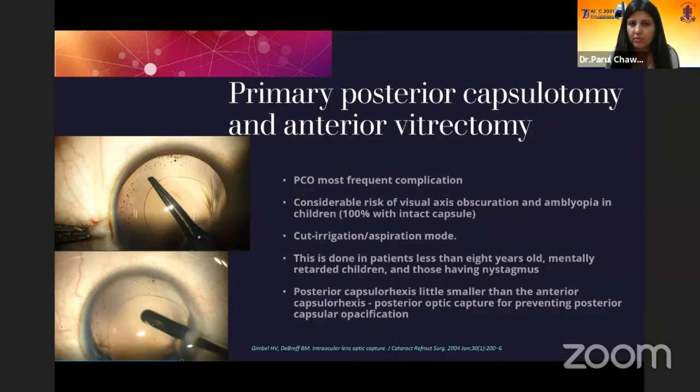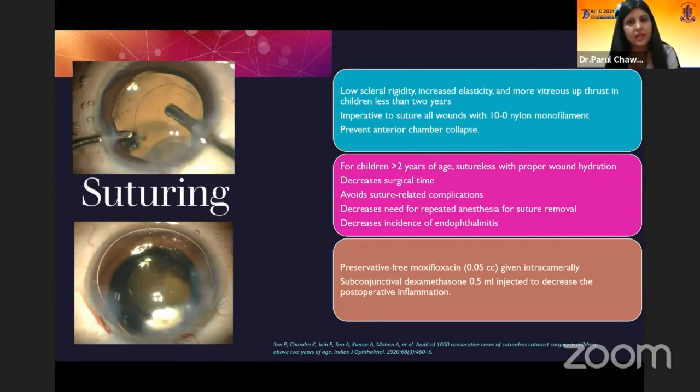PCO is the most frequent complication, and there is considerable risk of visual axis obscuration and amblyopia in children. In fact, 100% with an intact capsule. So we should cut the posterior capsule in a cut irrigation aspiration mode and cut the vitreous along with it. This is done in patients less than 8 years old or mentally retarded children and those having nystagmus. Posterior capsulorhexis should be a little smaller than the anterior capsulorhexis, and posterior optic capture can be done for preventing the posterior capsular opacification.